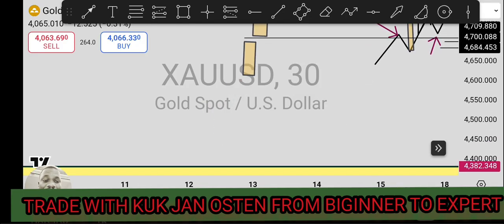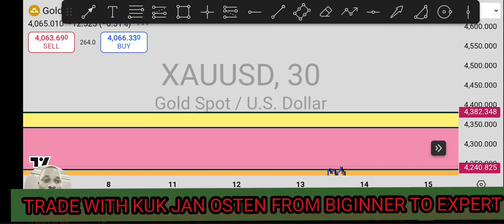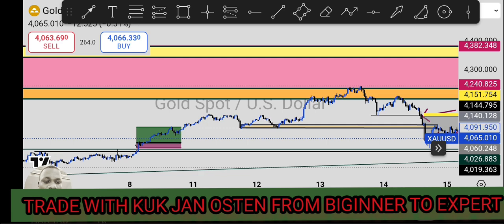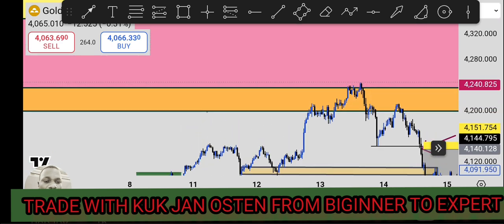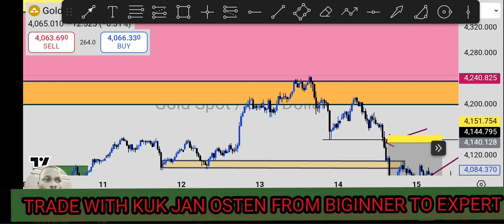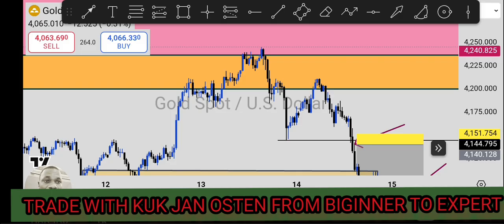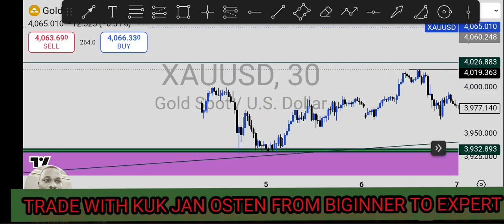Then how are we going to exit? We are going to exit the market when the imbalance is shown. Whenever you're trading smart money concepts, our exit rule is when the imbalance is already filled, and then we exit the market. Or when the higher time frame order block is mitigated, or when the internal or external liquidity is also seen.